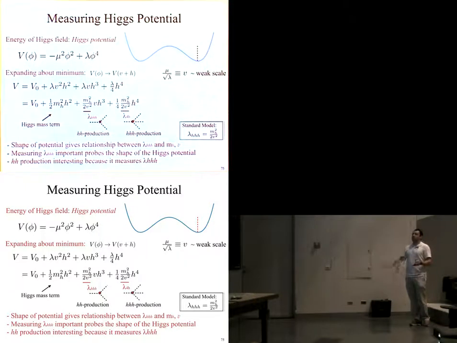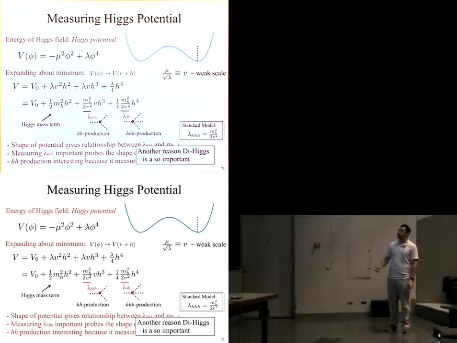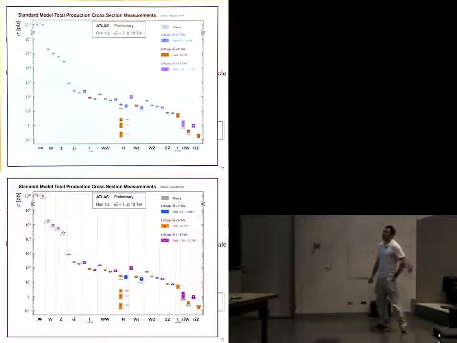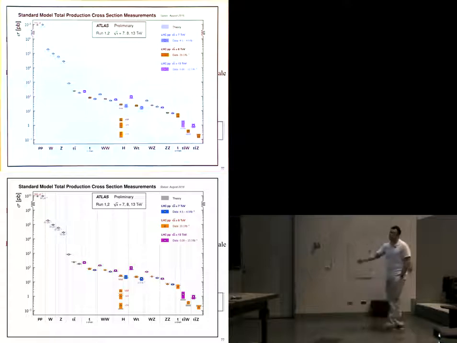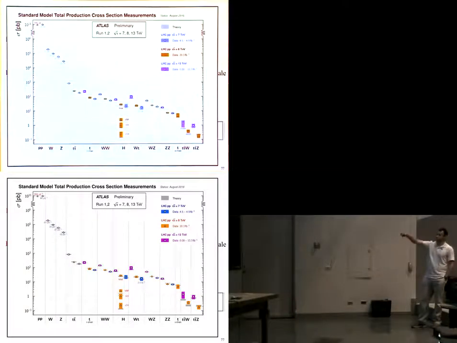If it's modified by different theories of compositeness, for instance, we will get a different value here. So this is another reason why di-Higgs production is very important in the standard model, because it allows us to measure this shape. Okay, so seeing di-Higgs is really important to the story.